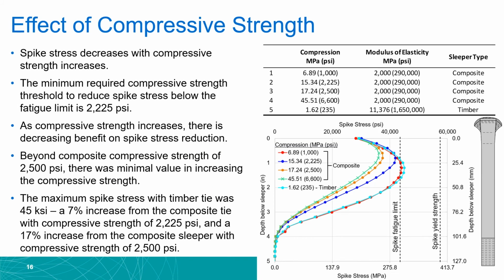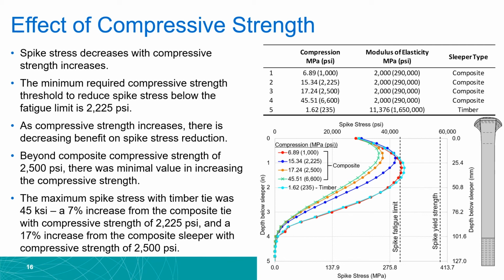To investigate the effect of tie strength on the spike stress, tie compressive strength was varied from the minimum value to the median value, then to the maximum value found in the literature review, which is from 1,000 to 2,500, then to 6,600 psi respectively. The spike stress in the timber tie under the same load was also plotted for a comparison between the two materials. Some key findings were summarized on this slide.